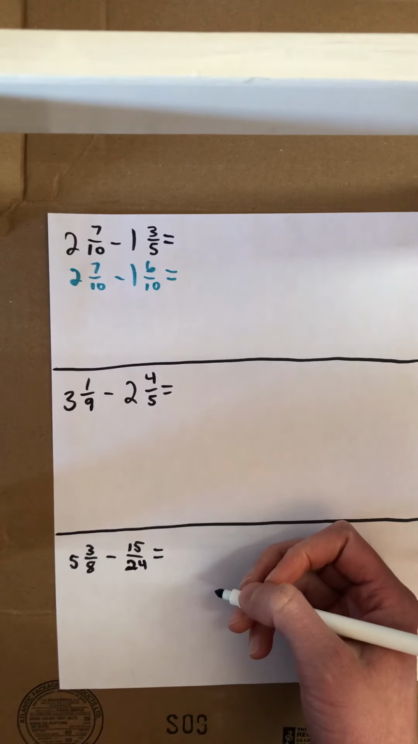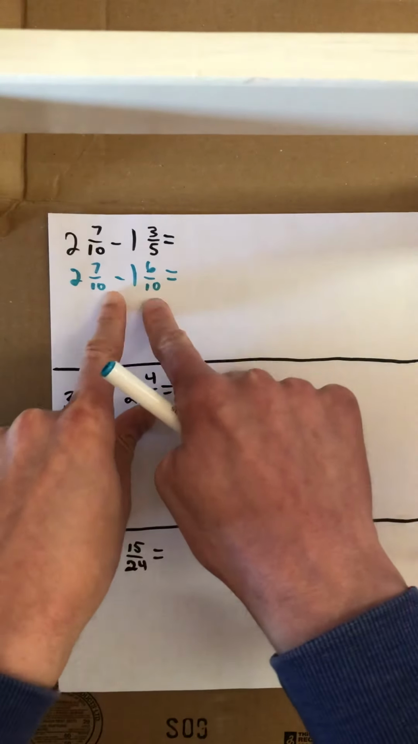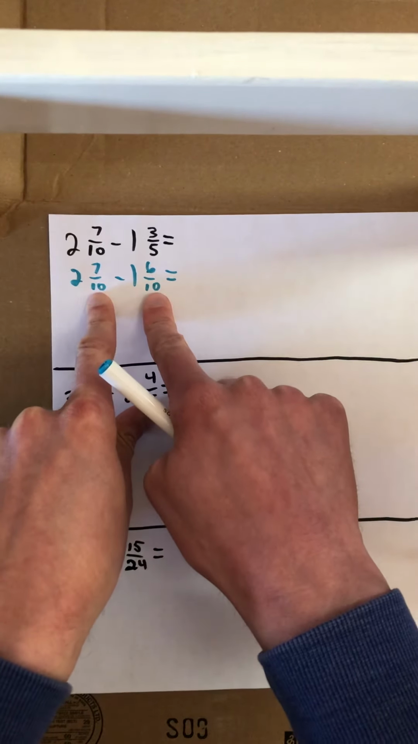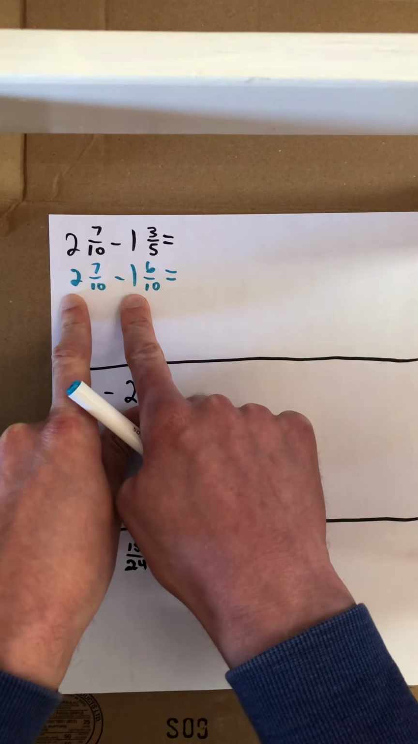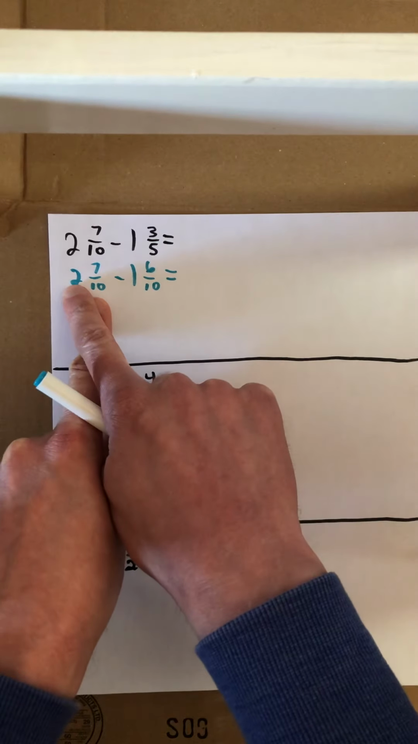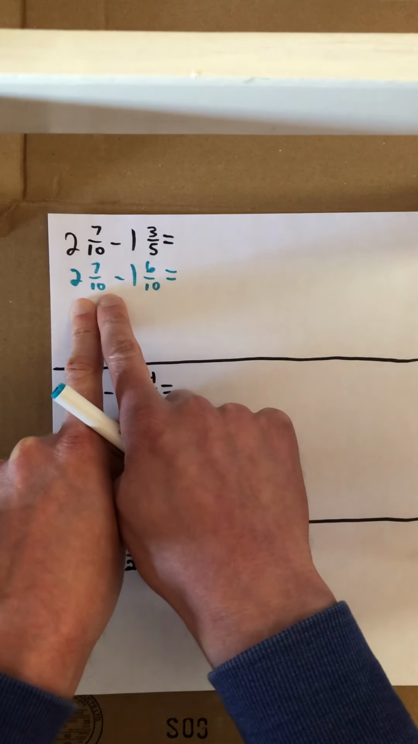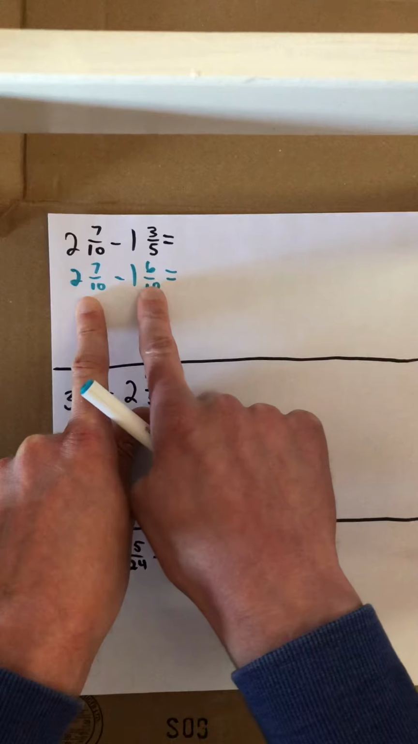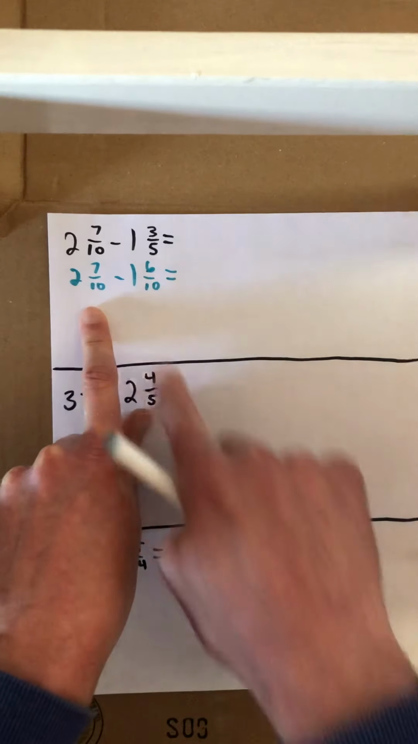Because I'm subtracting them, I'm going to always check my fractions and make sure they subtract first before I subtract the whole numbers. And the reason being, I need to make sure that I don't need to borrow anything from the whole number before I can subtract it. In this case, 7/10 take away 6/10. I can do this without borrowing anything from the whole number.